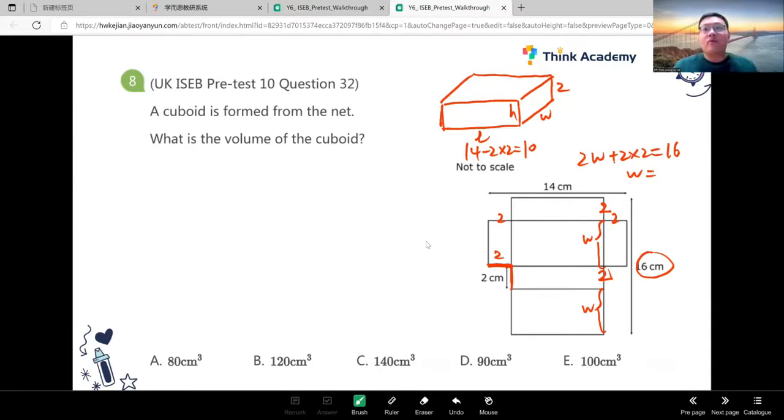16 take away 4, 12, 12 divided by 2, you got 6, that's right. So width equals to 6. Okay, we are ready to get the volume that equals to the length, which is 10, times the width, times the height. So that gives you 120 cubic centimeters. Okay, so you choose option B.